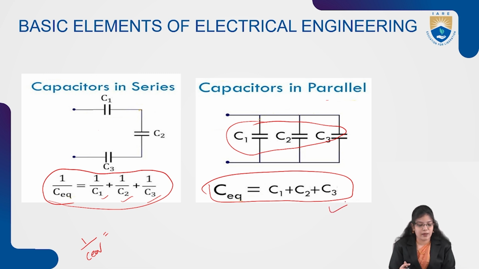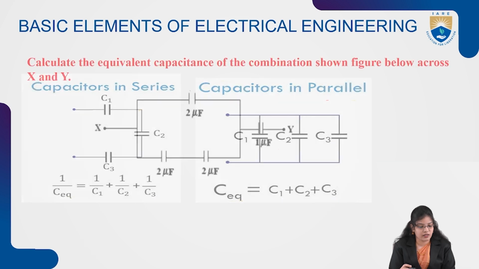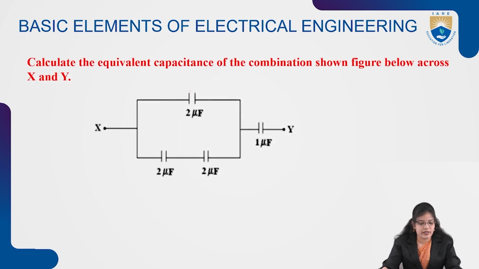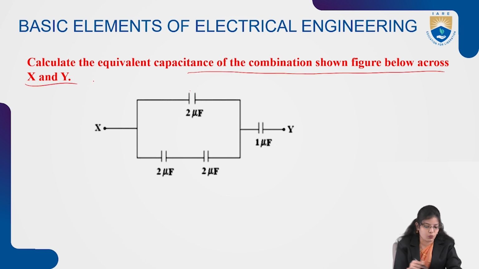So we'll see one example problem by using capacitors and inductors. So here is the example problem when the capacitors are connected in a combination of series and parallel. So here is the question: calculate the equivalent capacitance of the combination shown in the figure below across X and Y. These are the X and Y terminals. Across these terminals, we need to calculate C equivalent.